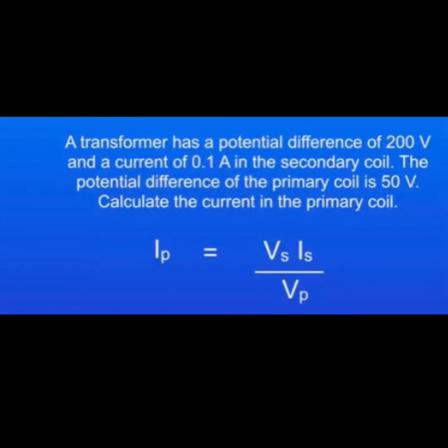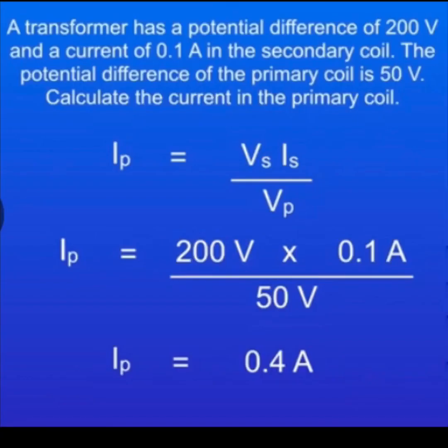Now we can rearrange the equation. So Ip equals Vs Is divided by Vp. So Ip equals 200 volts multiplied by 0.1 ampere divided by 50 volts. So Ip equals 0.4 ampere.